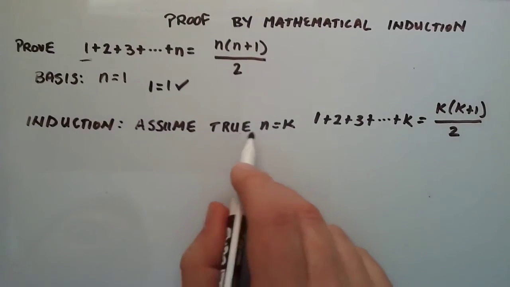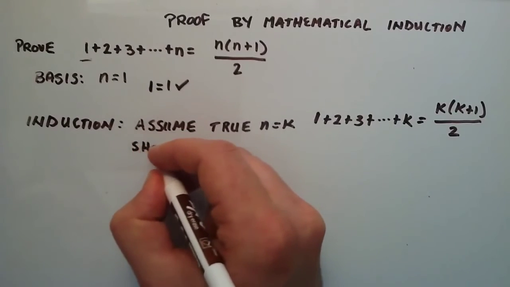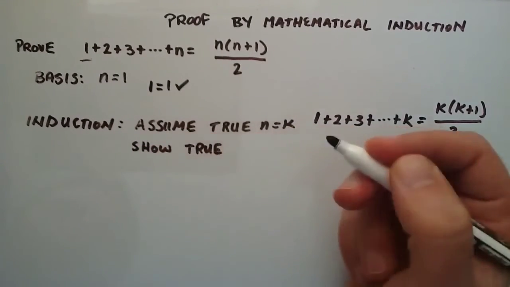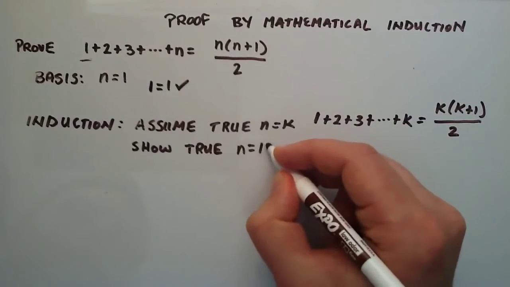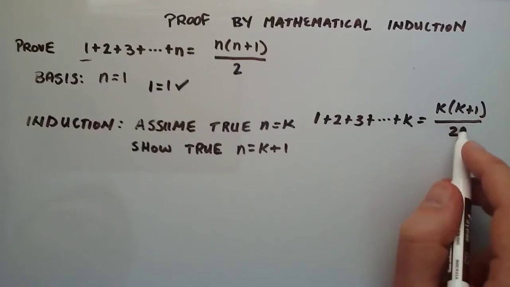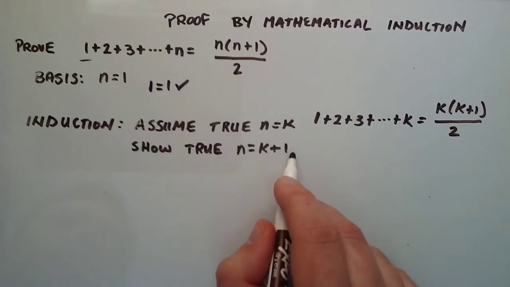So we've assumed that this is true, and so the next thing we want to do is show that it is true for n is equal to k plus 1. We've assumed this step is true for n equals k. We're going to show that it's true for n equals k plus 1, and we're going to do that based off of this assumption.